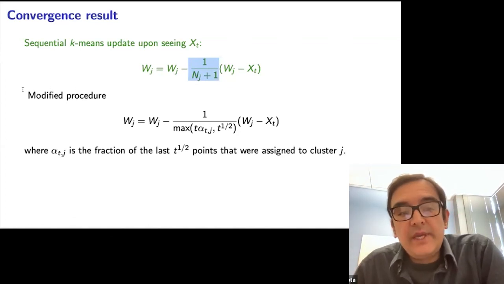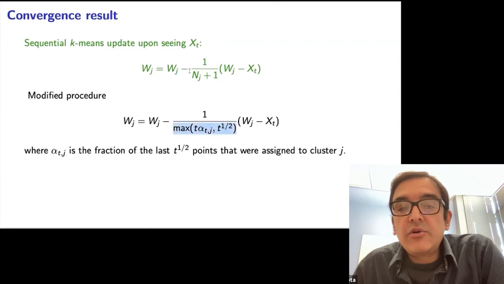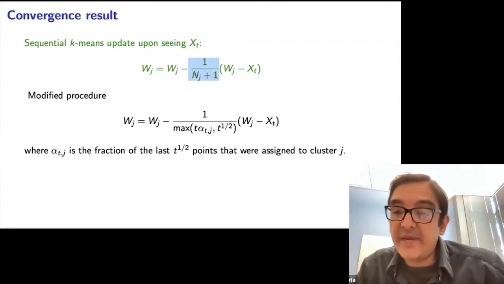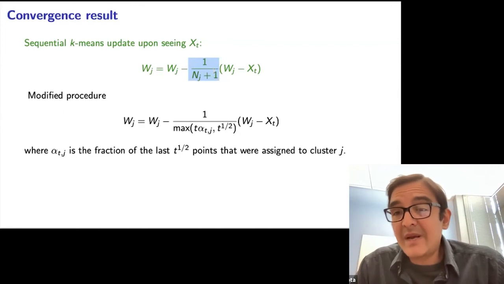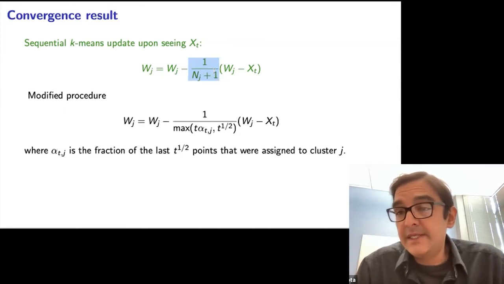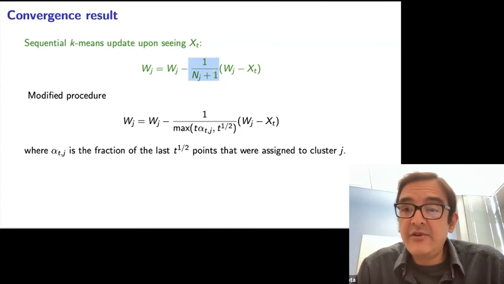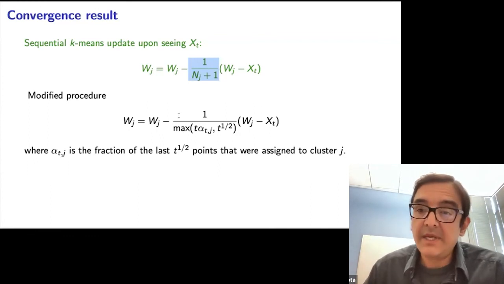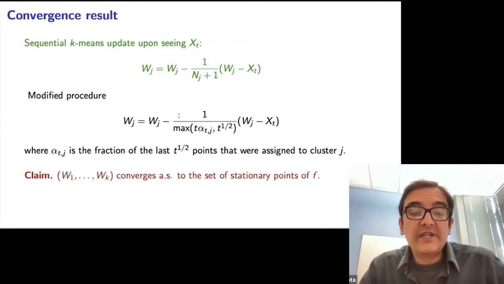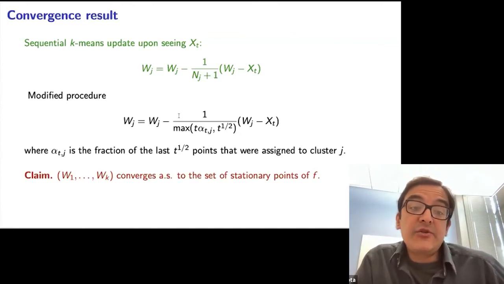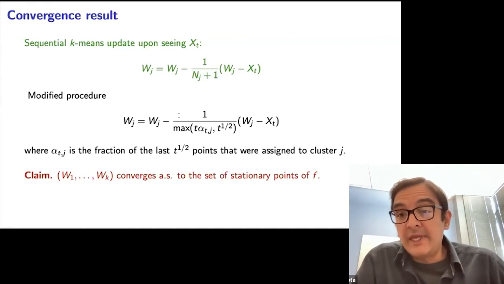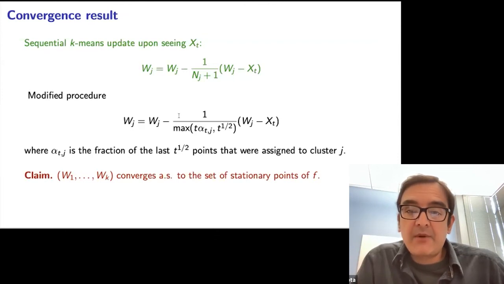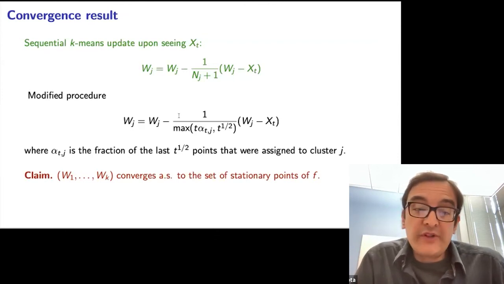So to handle that, we proposed a modified procedure where the update is similar, but now, instead of looking at the total number of times that center has ever been updated, you just look at how much it was updated in the last square root t time units. So when you're at time t, you just look at how much it was updated recently. And so there's a modified learning rate. And under this condition, one can show that the centers you get do converge almost surely to the set of stationary points of F. And I won't go through the argument.